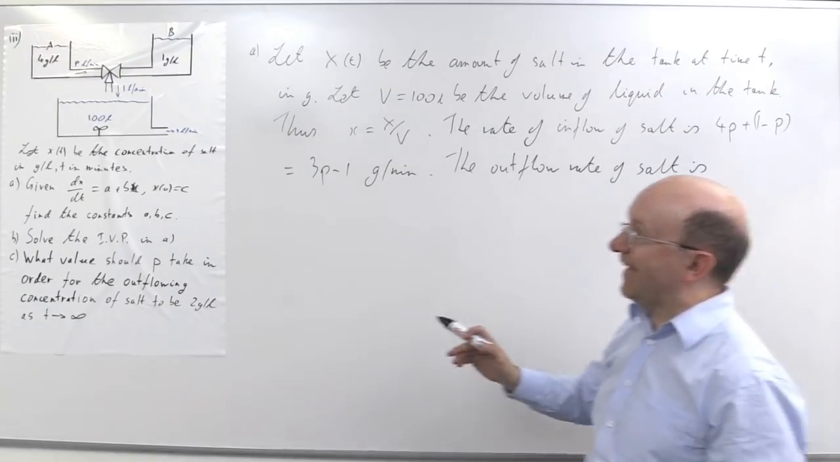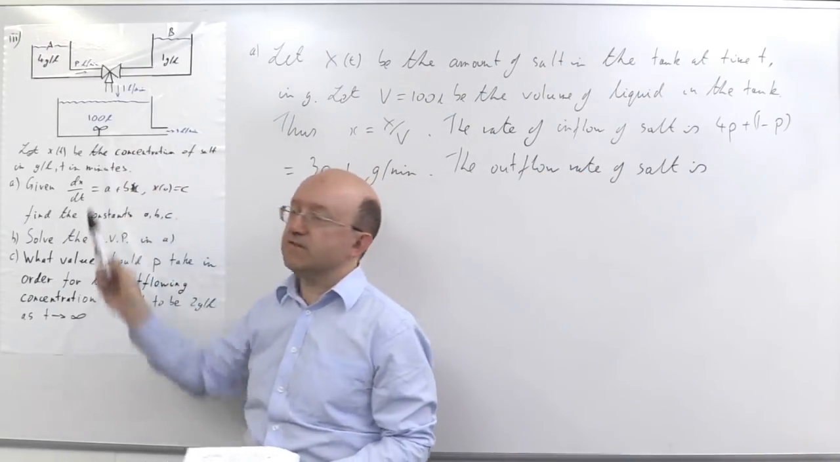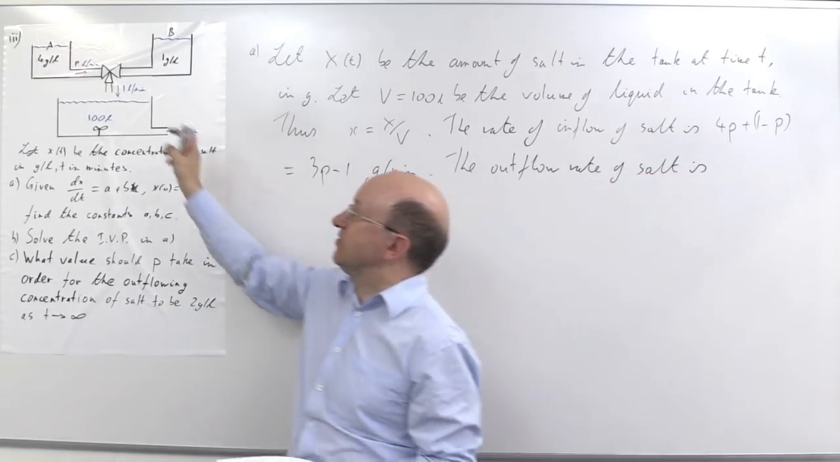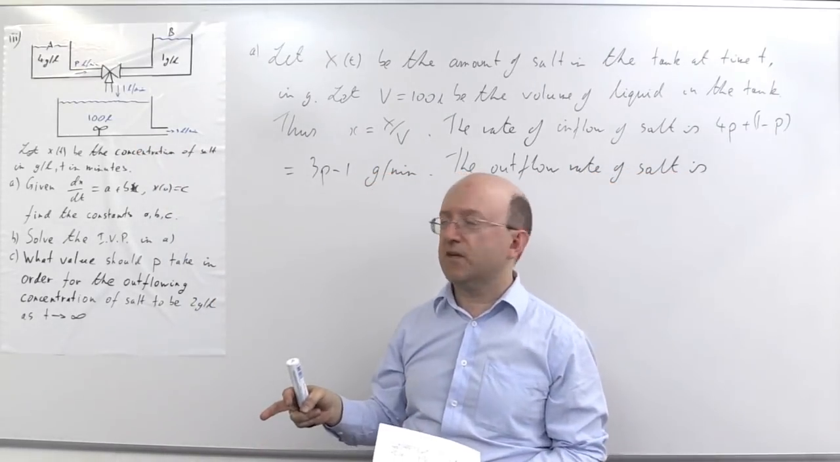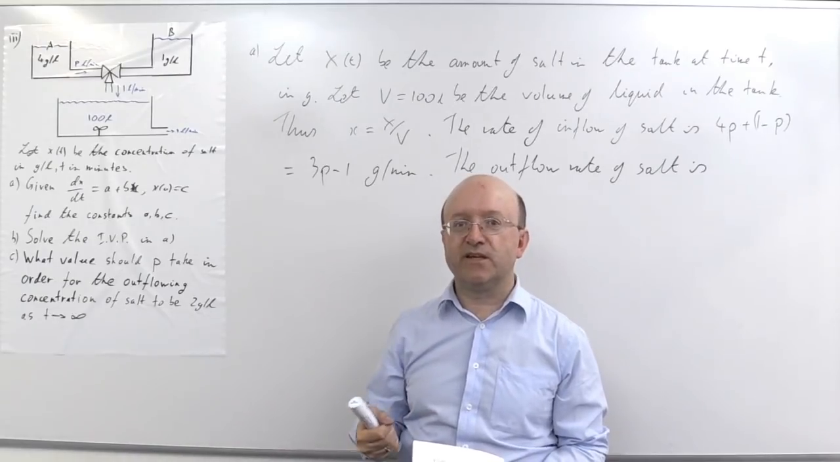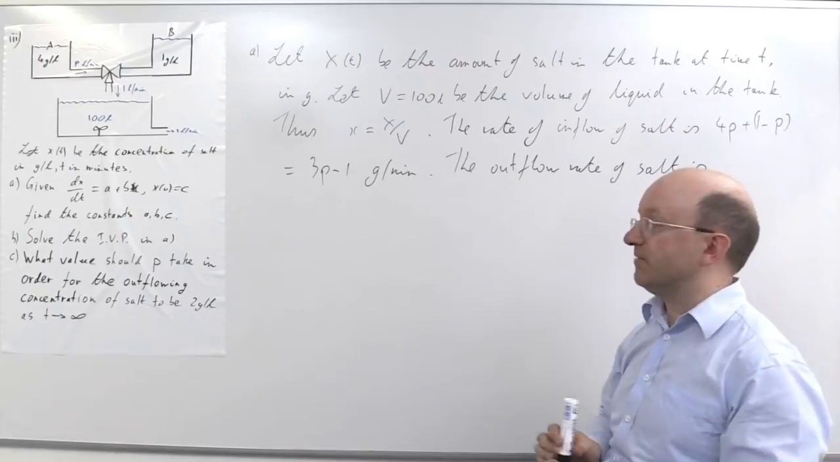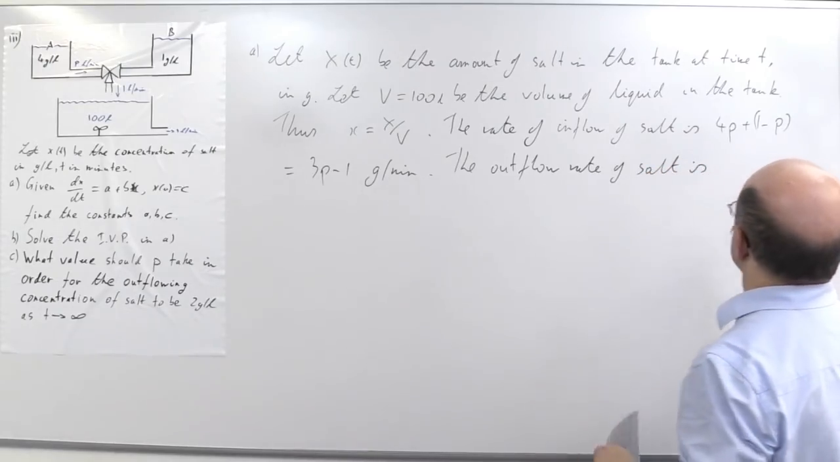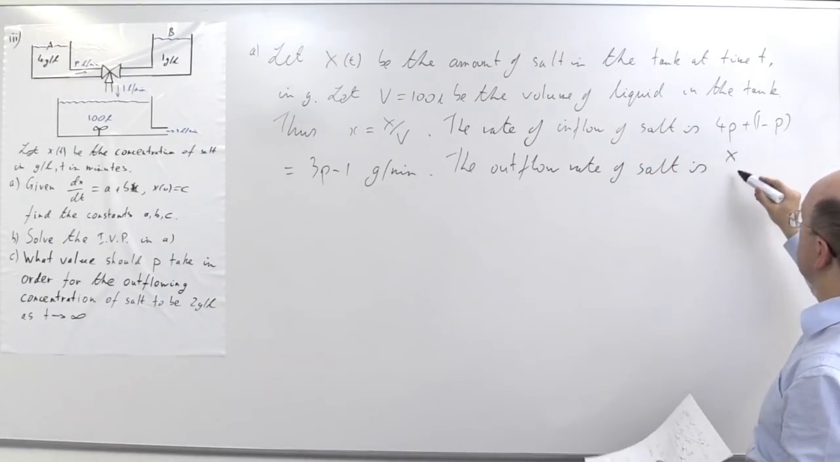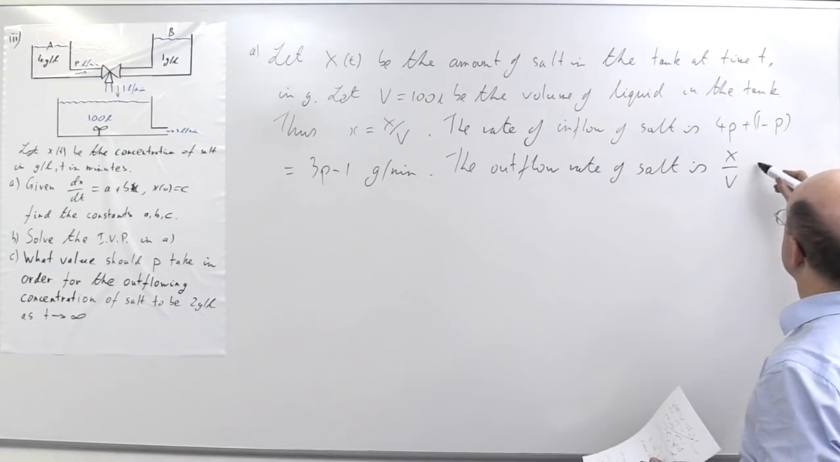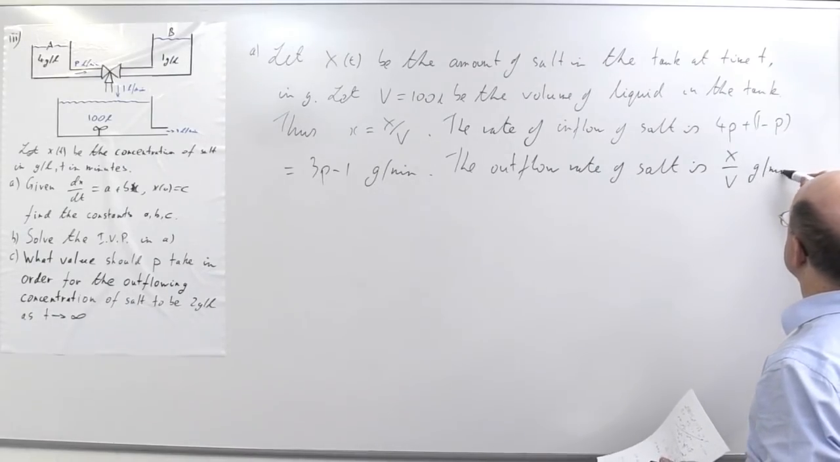we've got a total of X grams of salt in the tank. We assume perfect mixing, so the concentration of salt in there is X over V. 1 litre a minute is coming out, so it must be X over V grams of salt coming out per minute. It's the total amount divided by the volume, which in fact is the same as little x, of course, grams per minute.